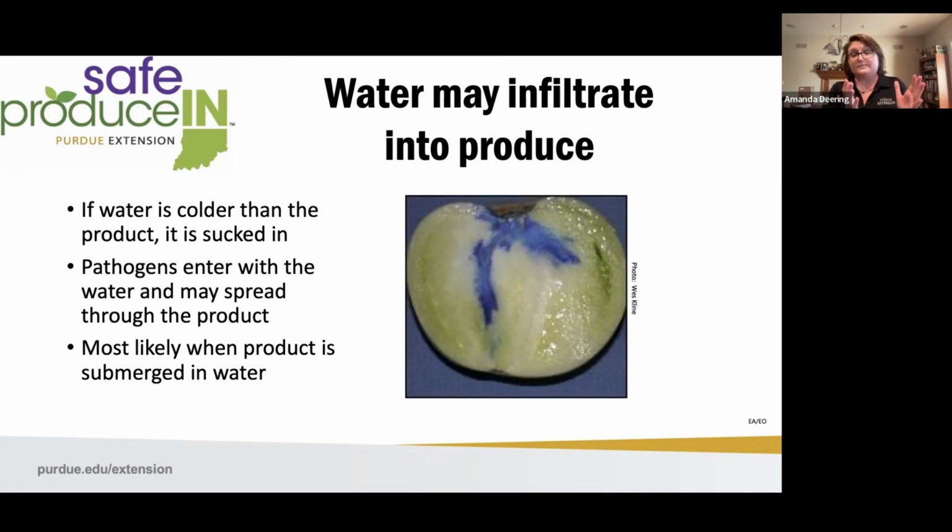So what's the solution? Either heat up your water a little bit or cool this product down a tad. Just decrease that temperature difference. However you want to manage it, just keep that in mind. If it's super hot produce and you picked it right from the field on a hot July day and put it into icy cold water, that's where you could have that problem. So just keep that in mind.